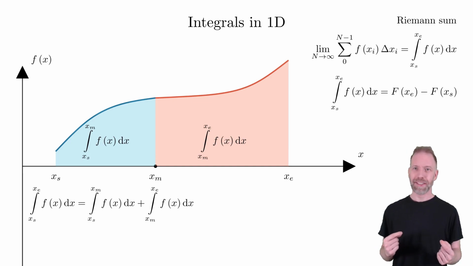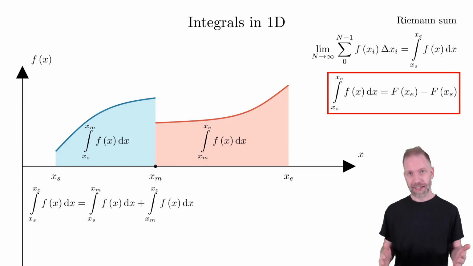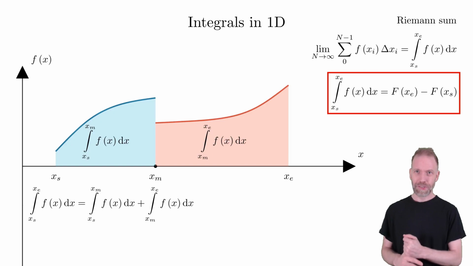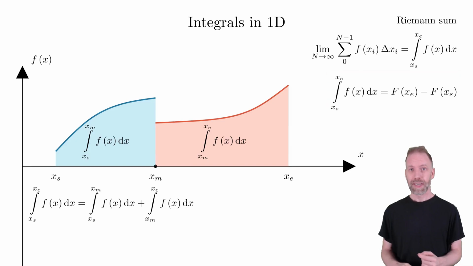Let's say that our function is not continuous at the point xm. Then the derivation we did would no longer be valid, as the cancellation in the Riemann sum only works if the function is continuous. If there is a discontinuity in the function, we have to divide the integral into parts where each part is continuous.